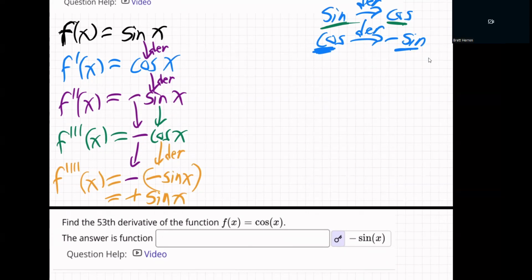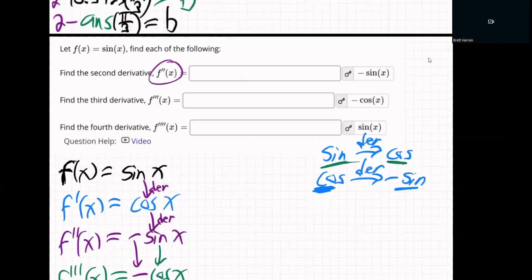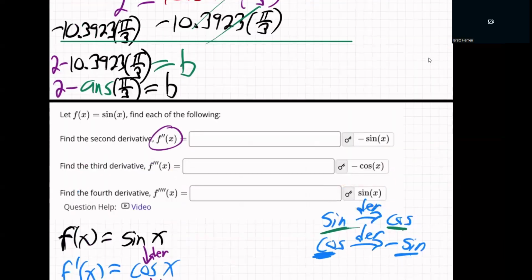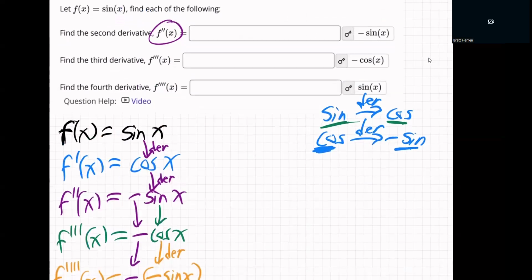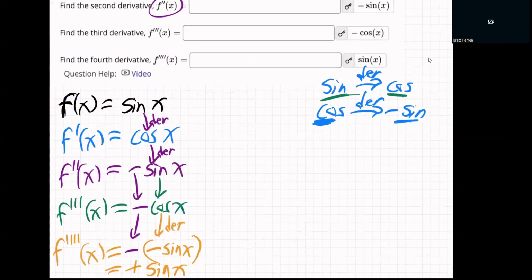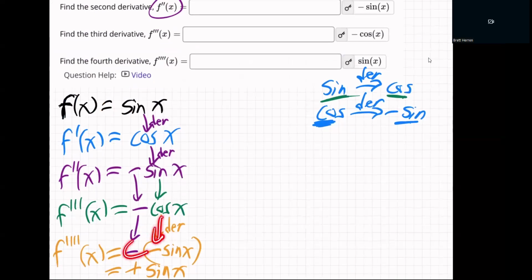Is that making sense? The negative that was already there is still there, and the derivative of cosine is negative sine. That's two negatives, positive sine. That's why it's positive sine for the fourth. And you could just keep going like that. Anytime you do the derivative of a co-function, the sign switches. And so there we go.